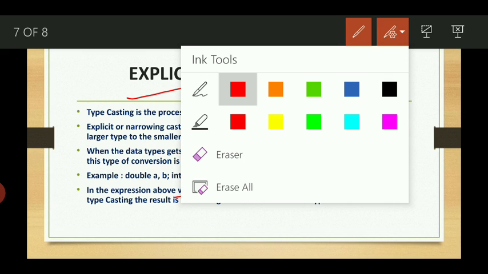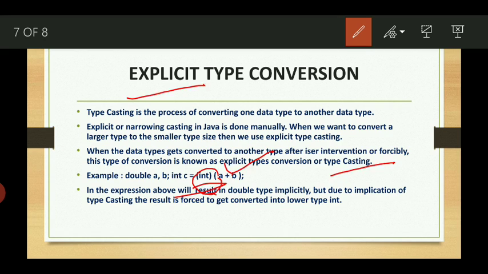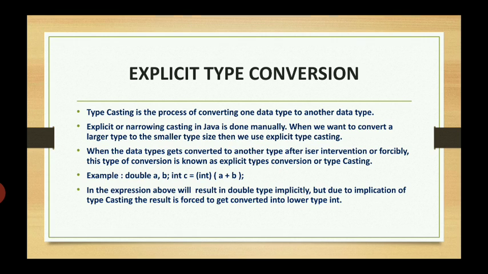I hope you understand this. This is important. Explicit type conversion and implicit type conversion, make it very clear. In implicit type conversions, compiler will automatically convert the data into higher hierarchical order, whereas in explicit type conversions, we manually or forcefully convert a larger data type into a smaller data type. Okay, and the other name for explicit is typecasting.